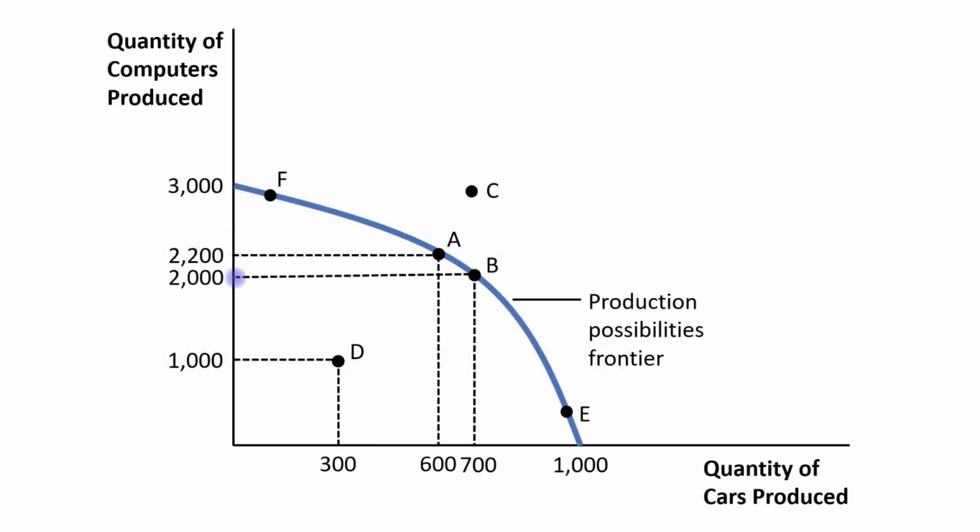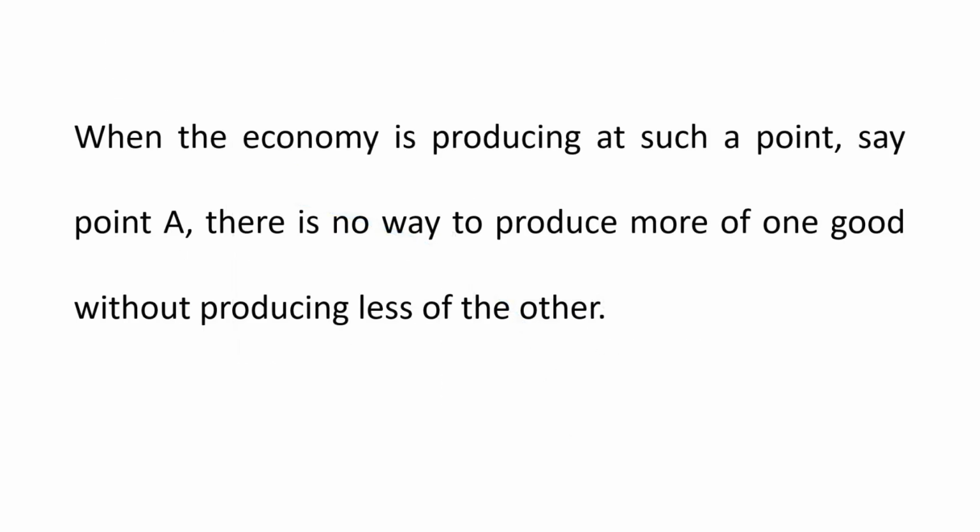So if we talk about these points, point F, point A, point B and point E, all these points that lie on the PPF represent efficient levels of production. When the economy is producing at such a point, say point A, there is no way to produce more of one good without producing less of the other.